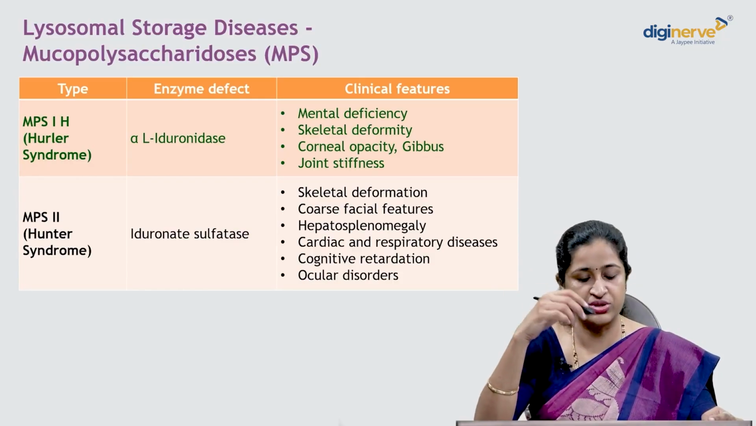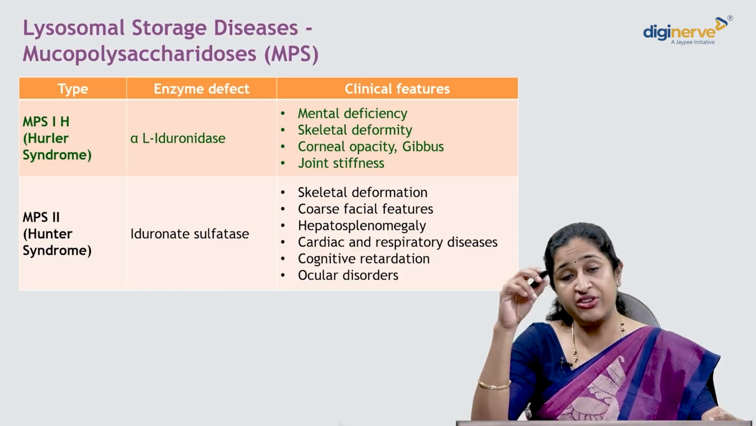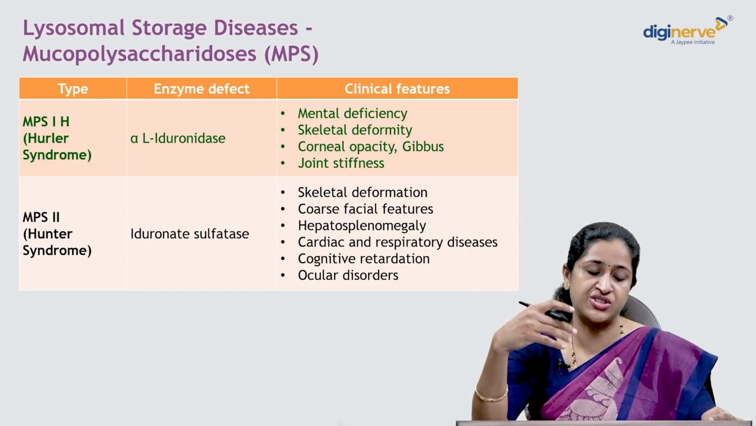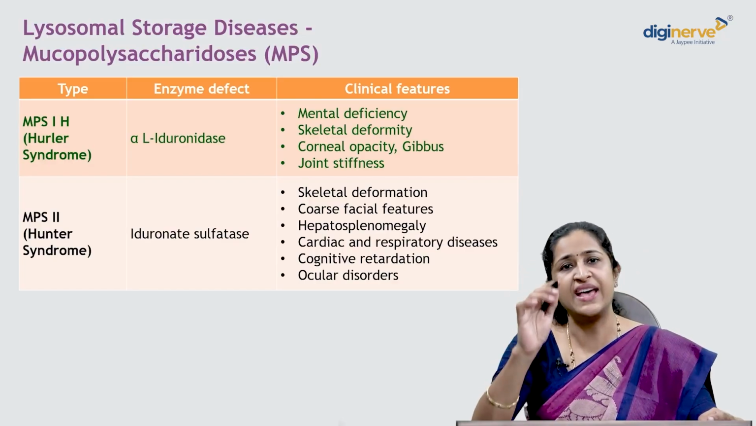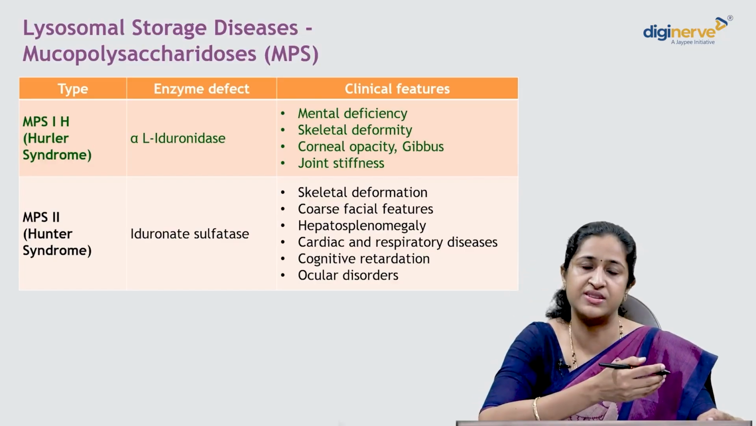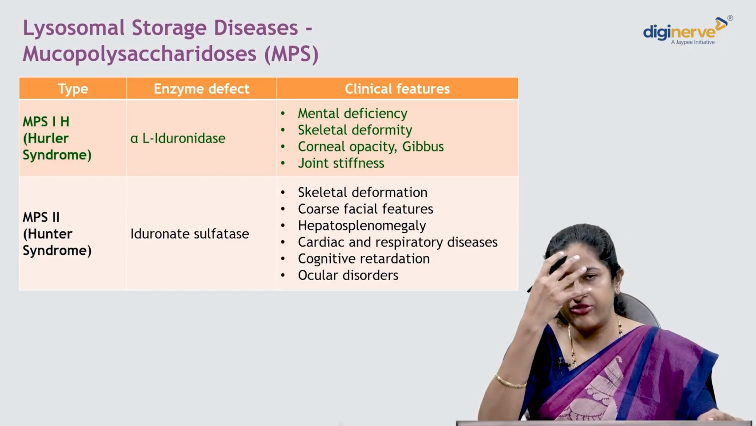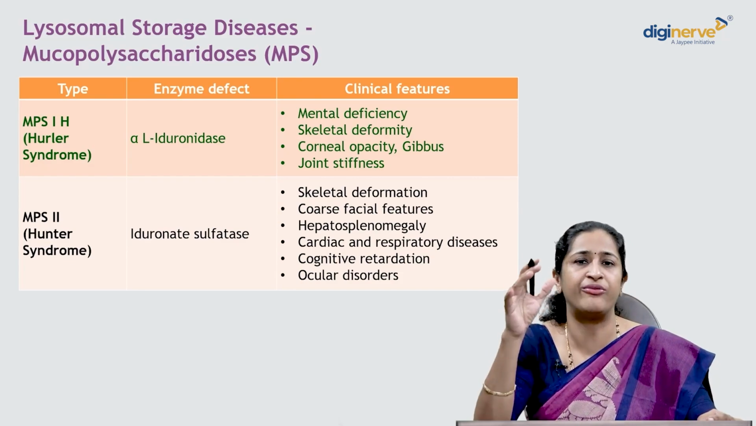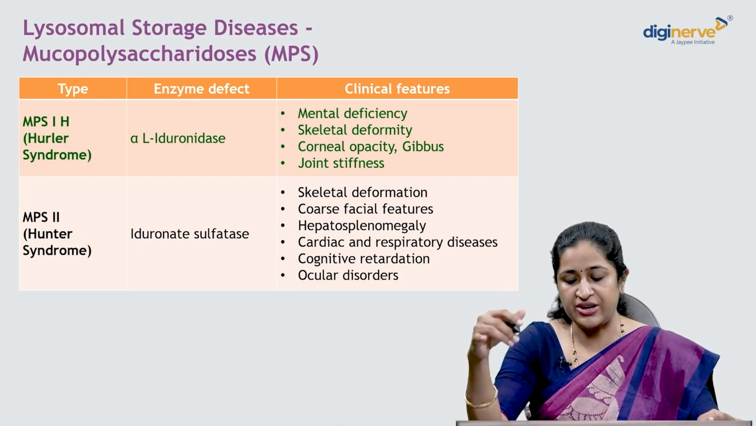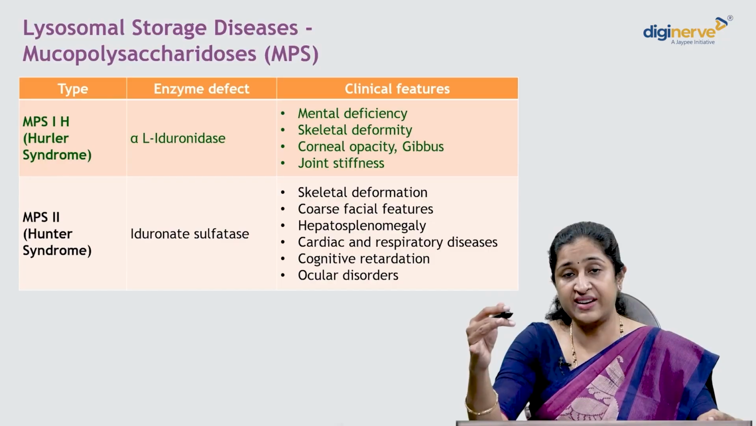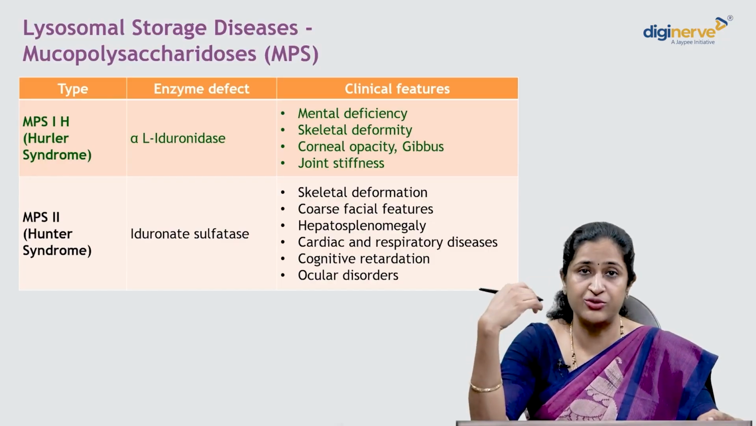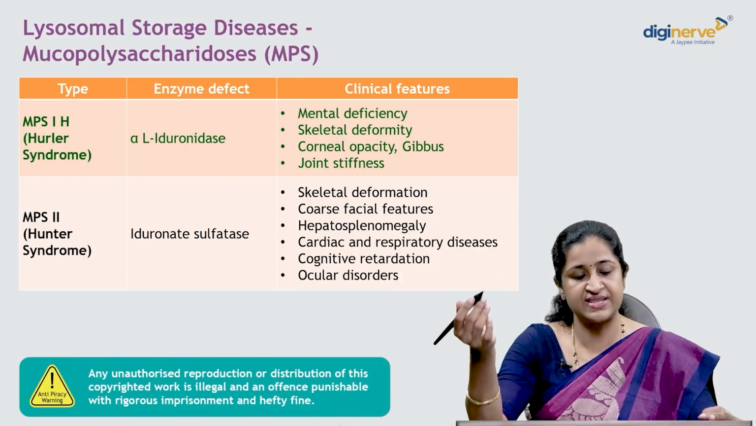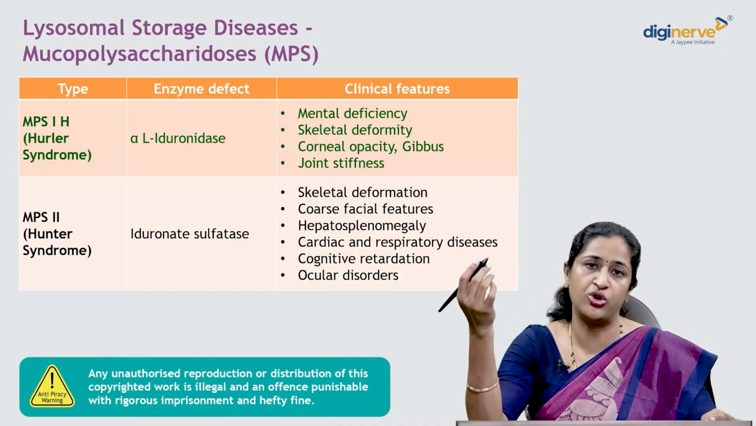Similarly, in Hunter syndrome also, you have the iduronate sulfatase deficiency. Here also, you will have very, very coarse facial features. The Hurler syndrome does not have as coarse facial features as you see in Hunter syndrome. Thick protuberant lips, very prominent maxilla, protuberant forehead. This is all very obvious in Hunter syndrome. Hepatosplenomegaly, you have skeletal deformity, short stature, kyphoscoliosis, deformities in the hands and feet, cardiac and respiratory diseases, along with mental retardation and ocular disorders.